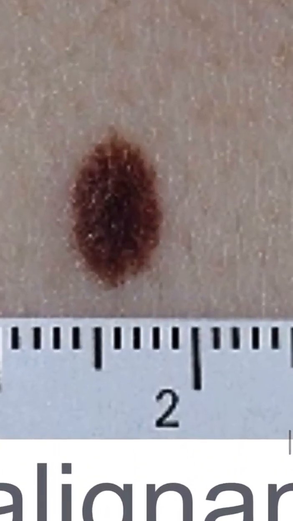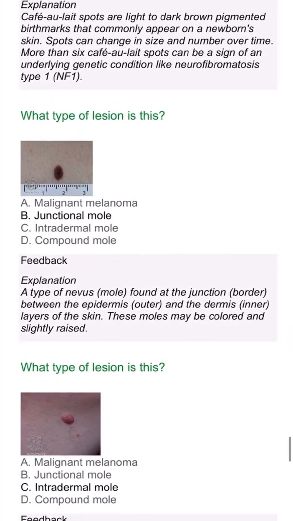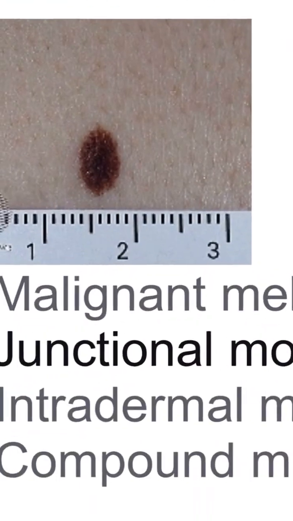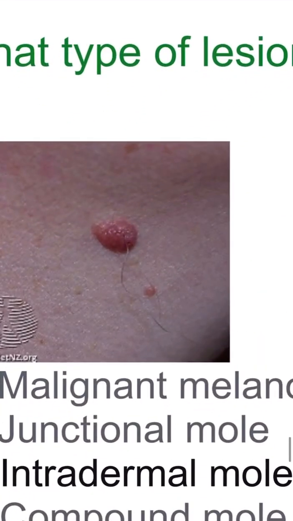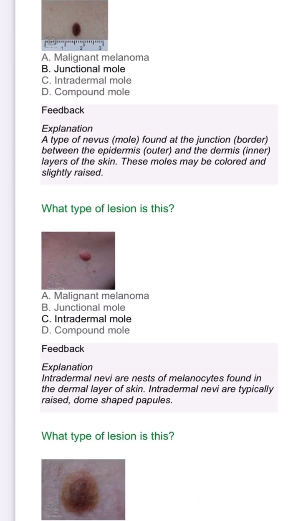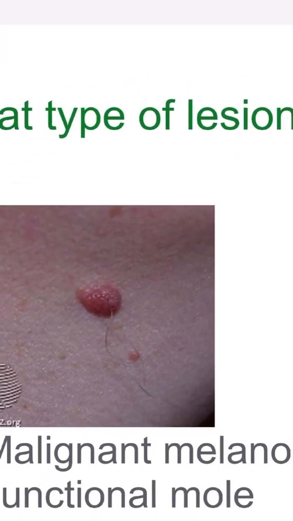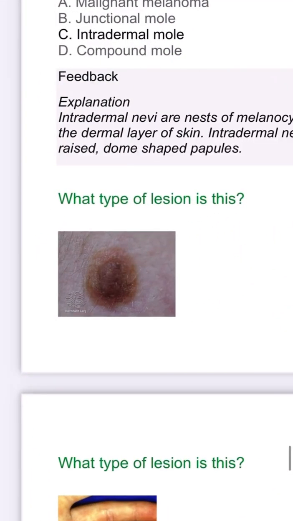This is a junctional mole. Okay, junctional. A type of nevus found at the junction border between the epidermis, the outer layer, and the dermis, the inner layer of the skin. These moles may be colored and slightly raised. Junctional mole. Now, what type of lesion is this? This is an intradermal mole. Intradermal. Nests of melanocytes found in the dermal layer of the skin. Intradermal nevi are typically raised, dome-shaped papules. Okay, you can see here, skin color, dermal layer of the skin. What type of lesion is this?